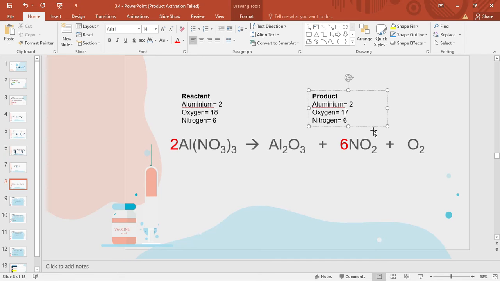6 and 2. Now we already see it like this, right? Now we look at the product: which of the elements have an odd number? Aluminium, oxygen, oxygen, right? Now we try to even the odds.